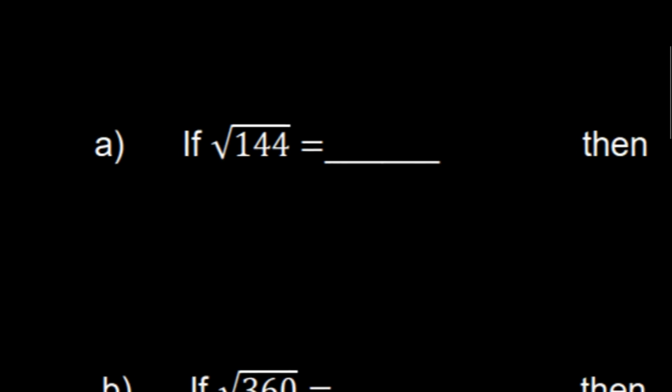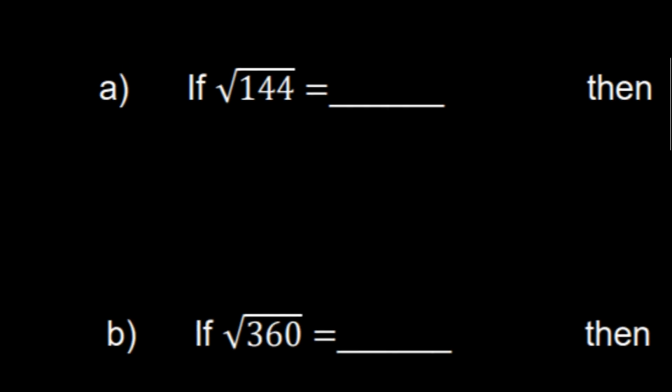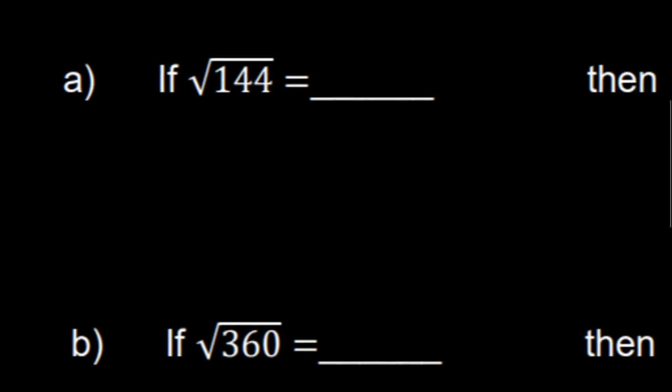Okay. So, here. What is the square root of 144? How do you know that? Right, you ask yourself what times itself is 144? Well, 12 times itself is 144. What also times itself is 144? Negative 12. So this is actually plus or minus 12.